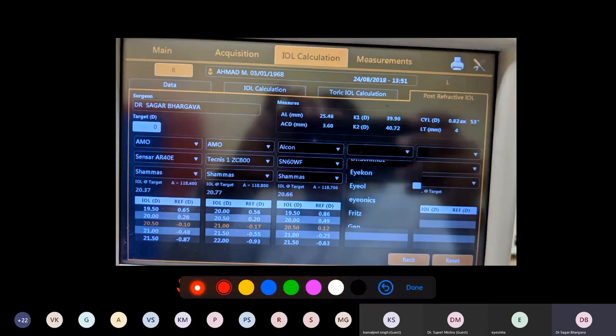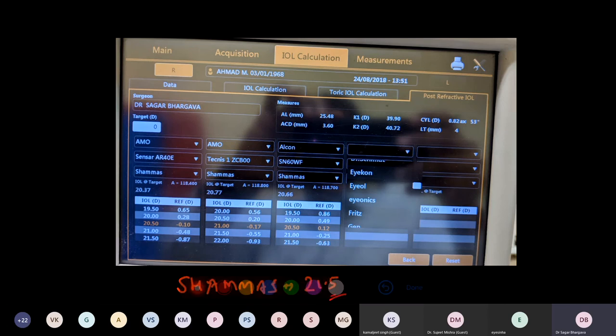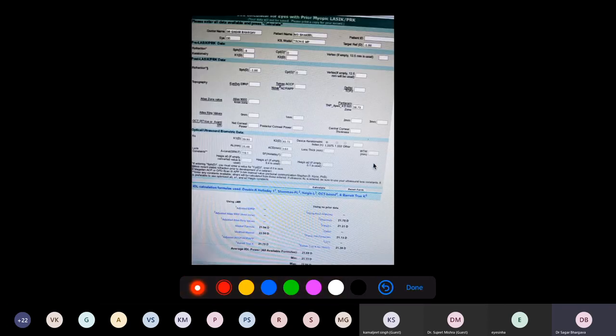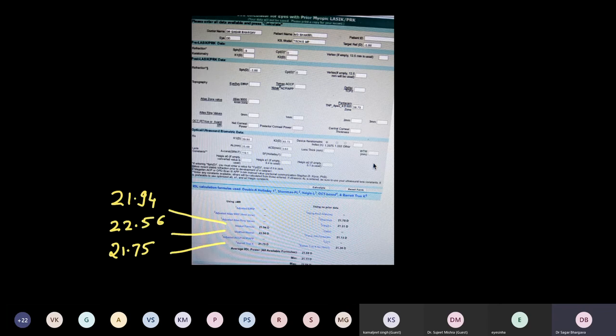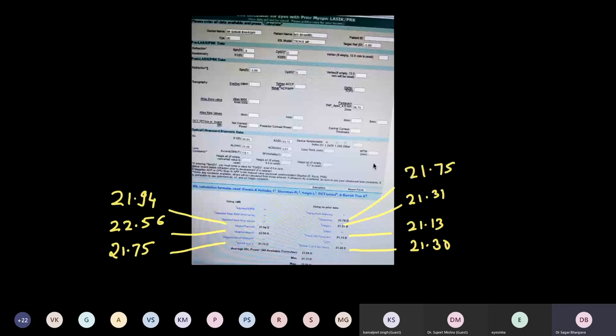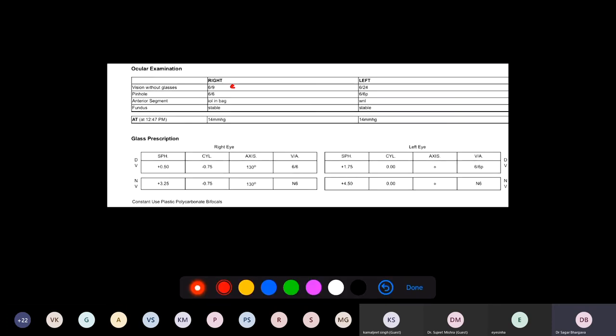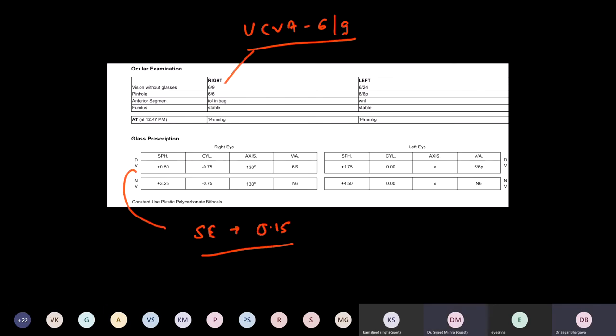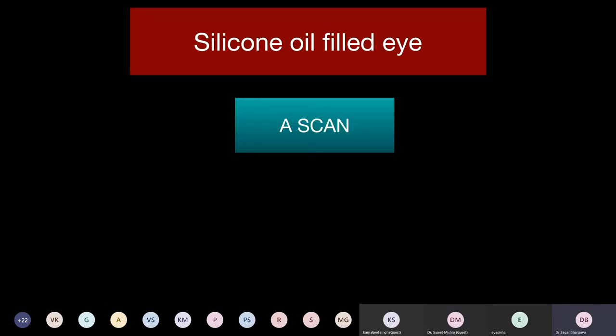It also has Shammas inbuilt, and it gave me a value of 21.5. When we run the ASCRS calculator, you can see how closely all the values come about, from 21.31 to 22.56. So we finally chose 21.5, and this was the refraction. Unaided was 6/9, and the spherical requirement was very minimal. So this is how you can do a post-refractive IOL power calculation.